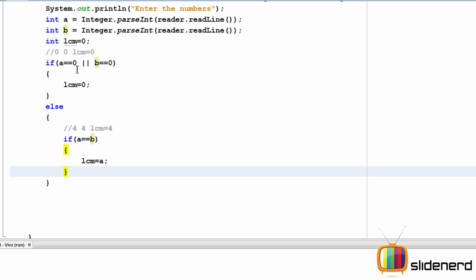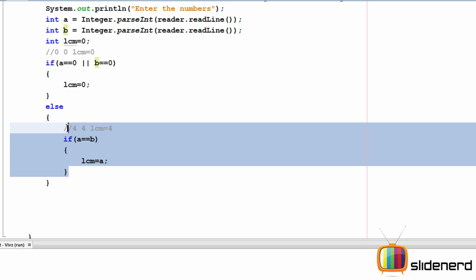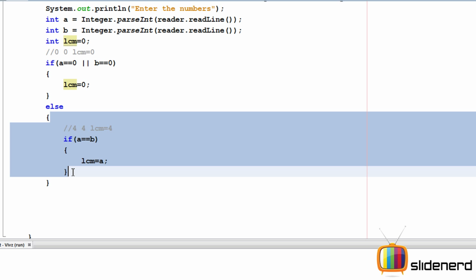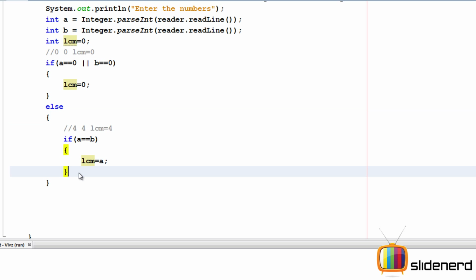Now here, since one of the numbers is not 0, inside this else part you're absolutely certain that a number with 0 cannot enter this place, right? Because it's going to go over here. If one of them is 0, it's going to go over here. If the other one is 0, it's going to go over here. If both are 0, it's still going to go over here, right? That means inside the else part, we are only left with numbers when they are non-zero, right?